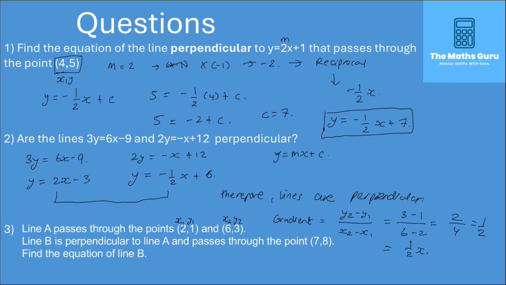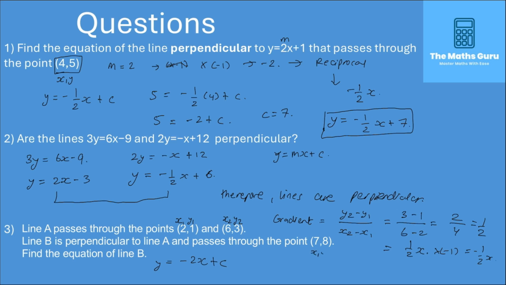Now we need to work out the gradient for line B. And remember, line B is perpendicular to line A, so we apply our negative reciprocal. Timesing by negative 1, we get negative a half x, and then putting 1 over negative a half just gets us back to negative 2x. So our general equation for line B is y equals negative 2x plus c.